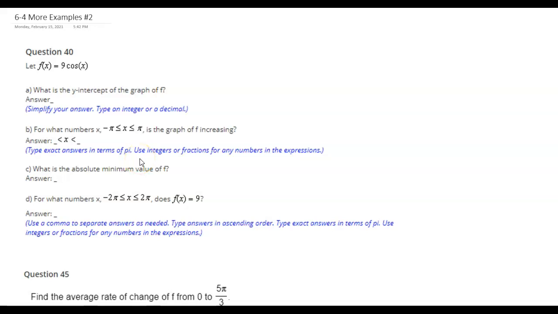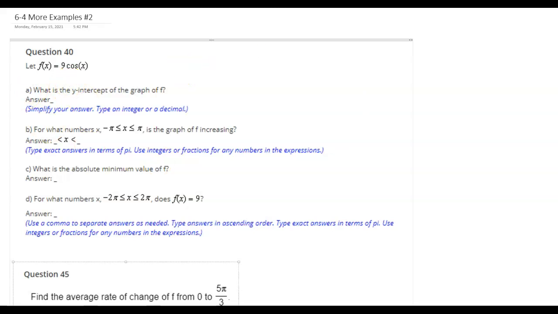All right, so here's a couple more questions that I've been asked. The first one says, let f of x equal 9 cosine x. Now, if you take a look at A, B, C, and D, it's all talking about information that you're going to have to pull from the graph of f of x equals 9 cosine x. So first things first, let's go ahead and graph that.